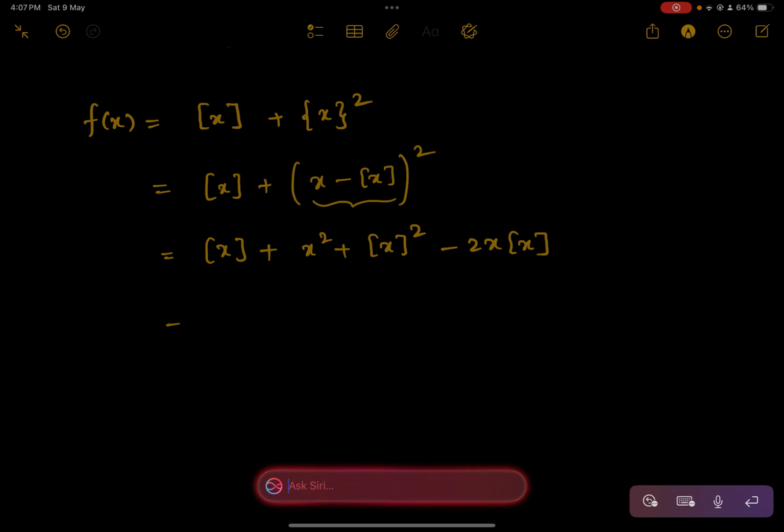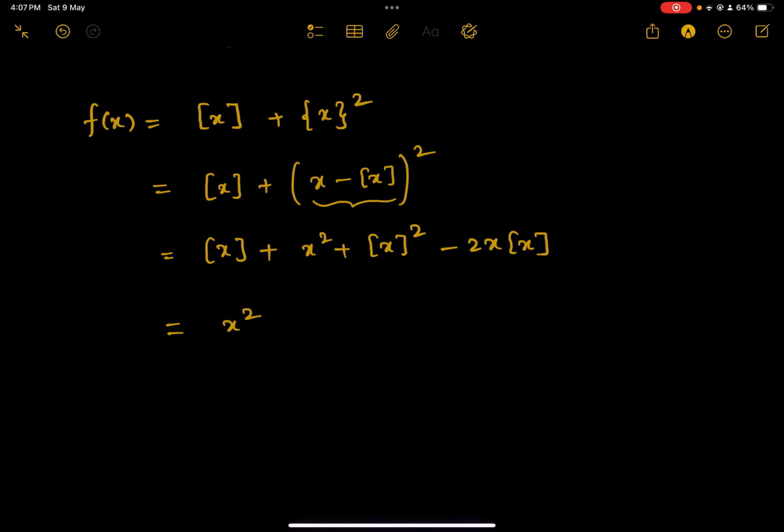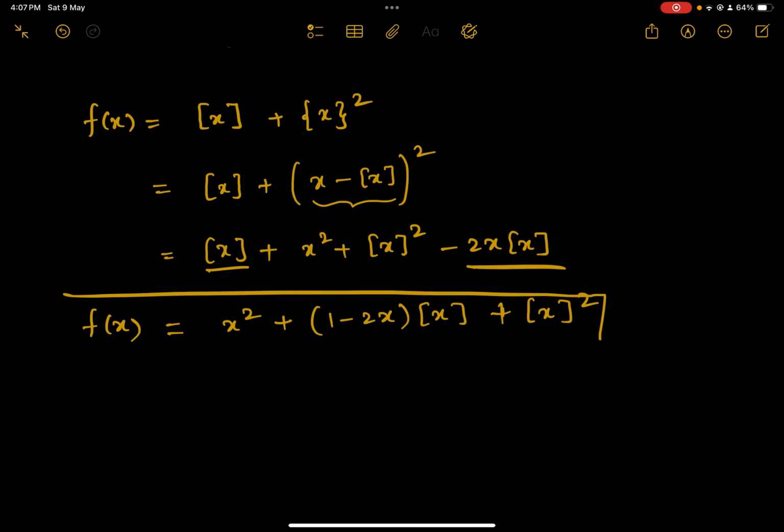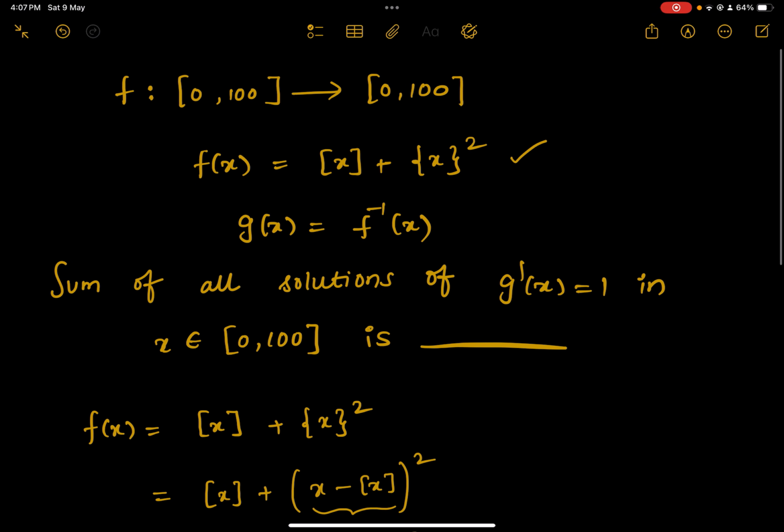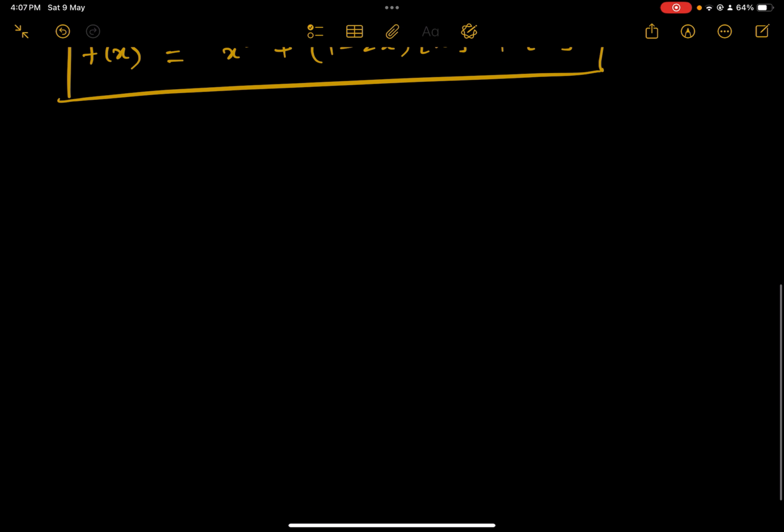Now you have x square, and from these two terms you can take the greatest integer part as a common term, and you can write it this way, plus the integral part of x whole square. So this is the function that you have. Now we have to draw this function in the closed interval 0 to 100.